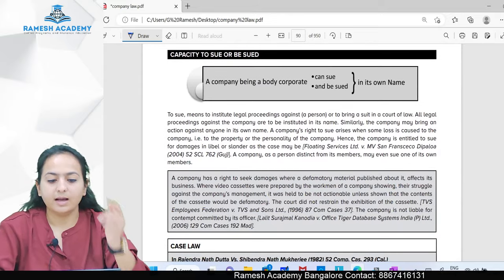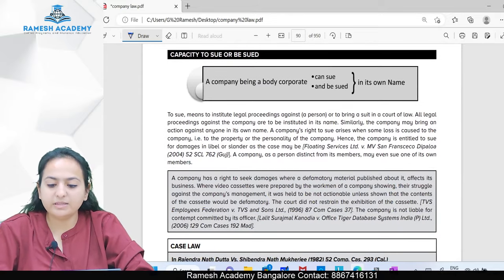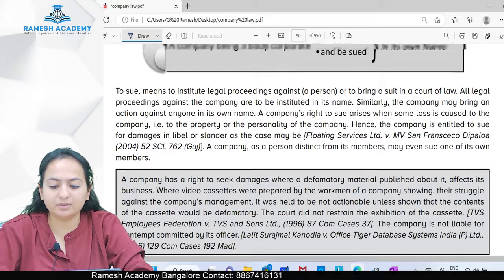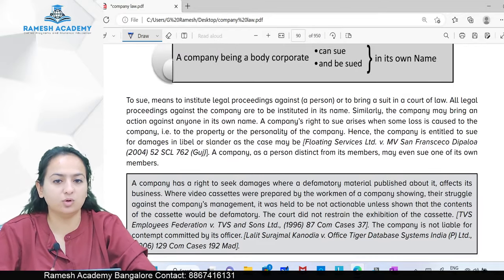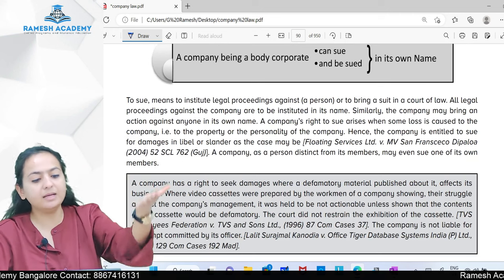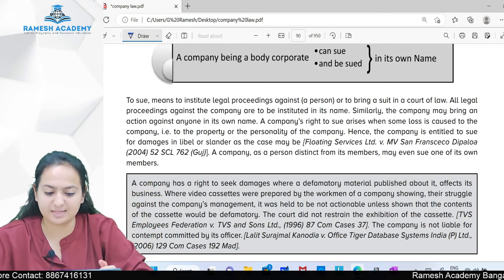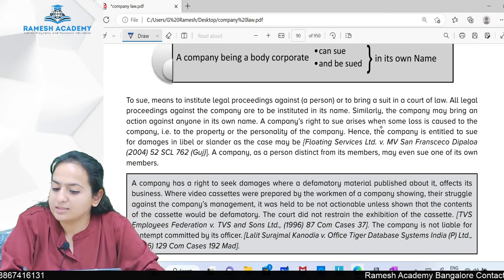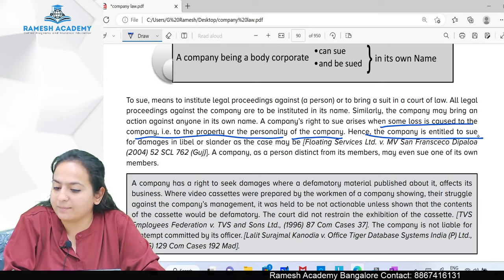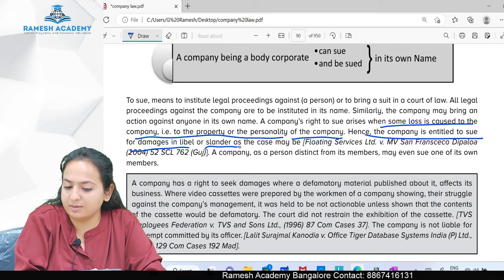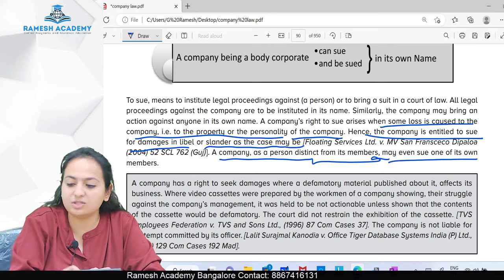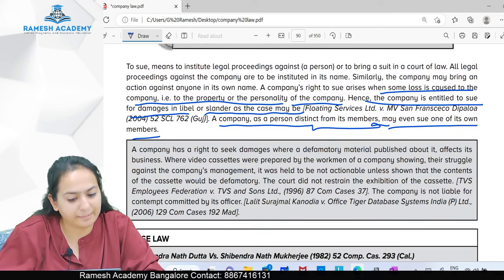A company being a body corporate can sue or be sued in its own name. To sue means to institute a legal proceeding against a person, or to bring a suit in the court of law. All legal proceedings against the company are to be instituted in its name. Similarly, the company may bring an action against anyone in its own name. I told you previously as well. The company's right to sue arises when some loss is caused to the company, that is, to the property or the personality of the company. Hence, the company is entitled to sue for damages in libel or slander as the case may be. A company, being a person distinct from its members, may even sue one of its own members.